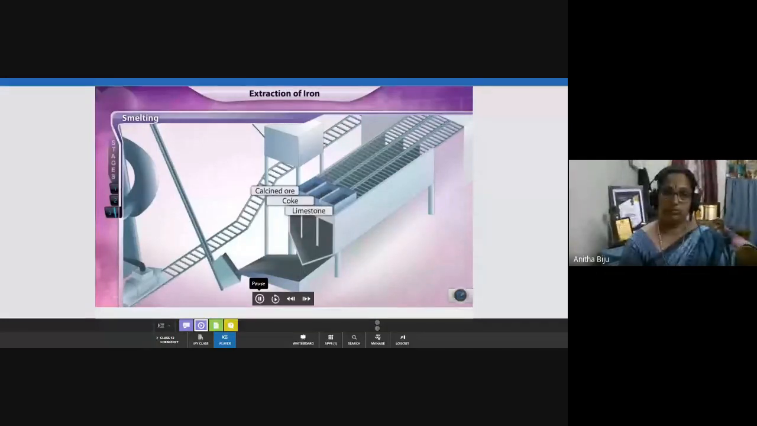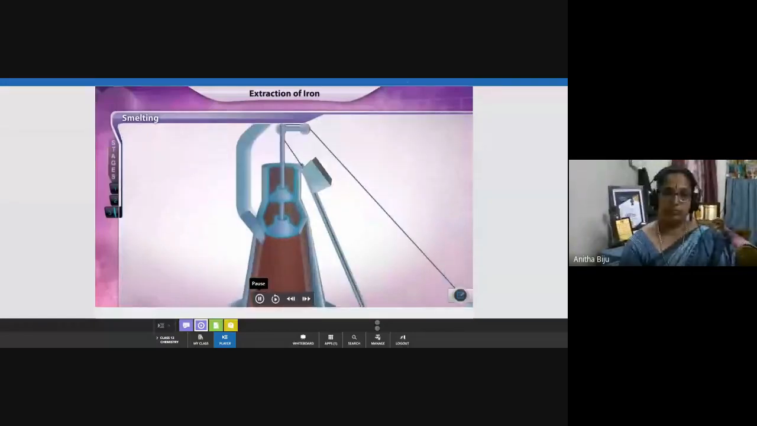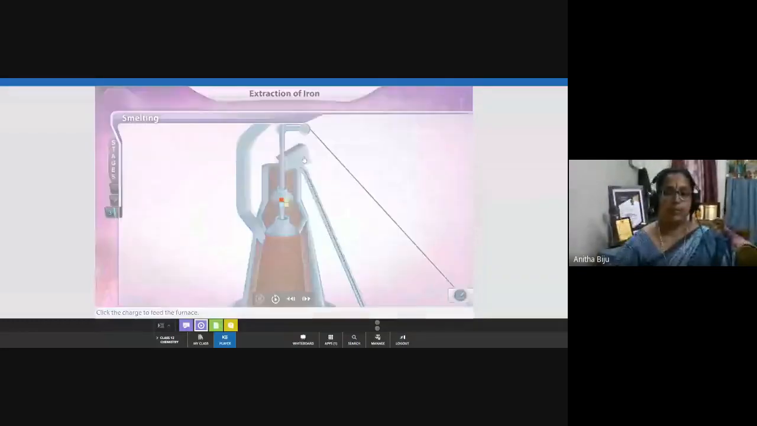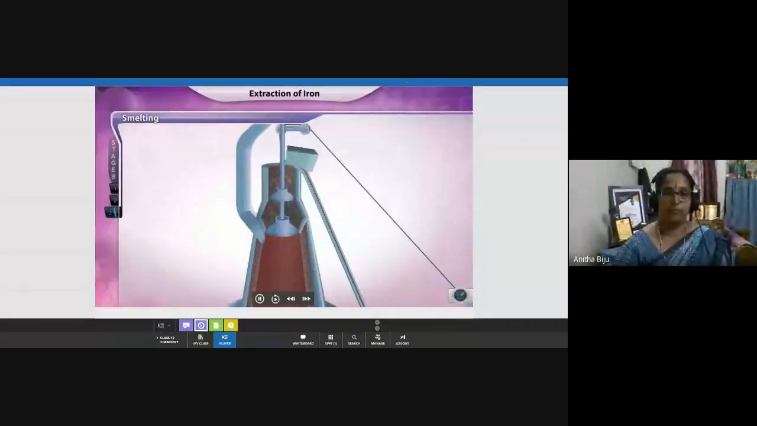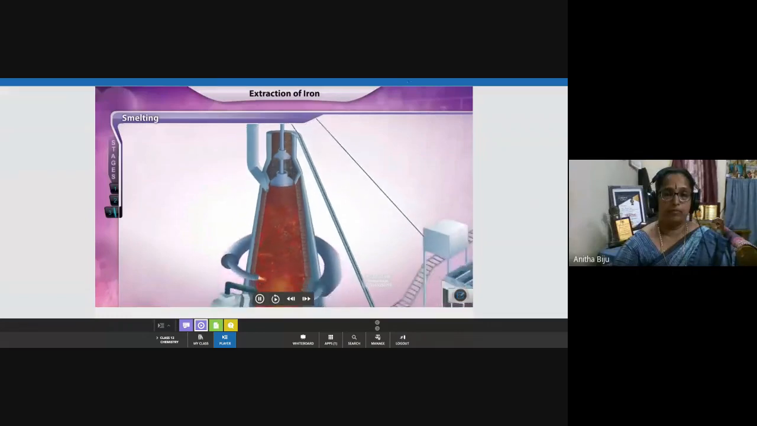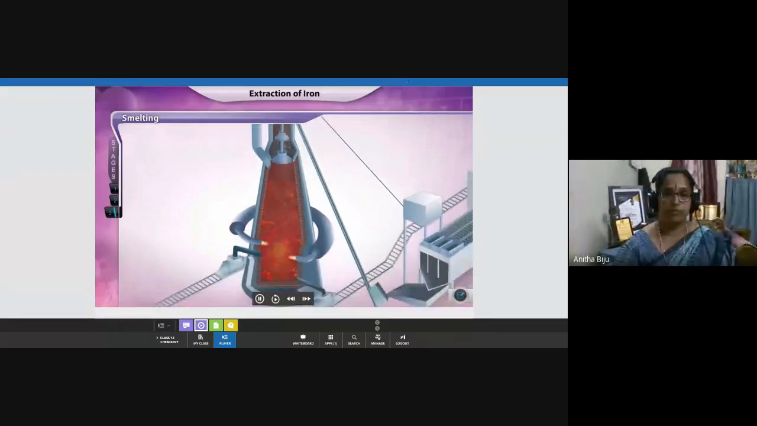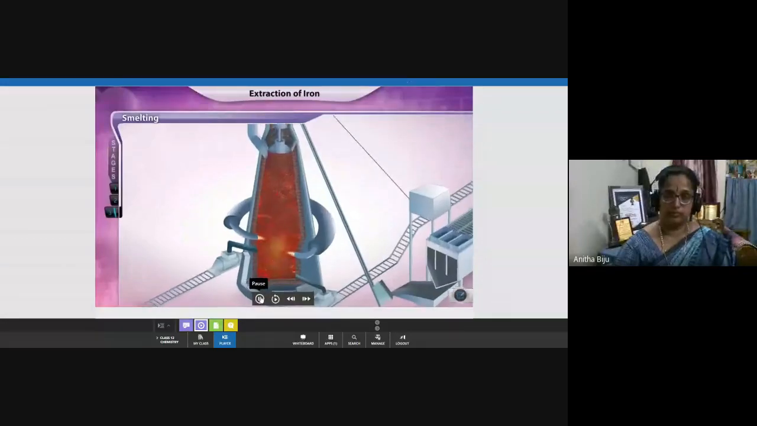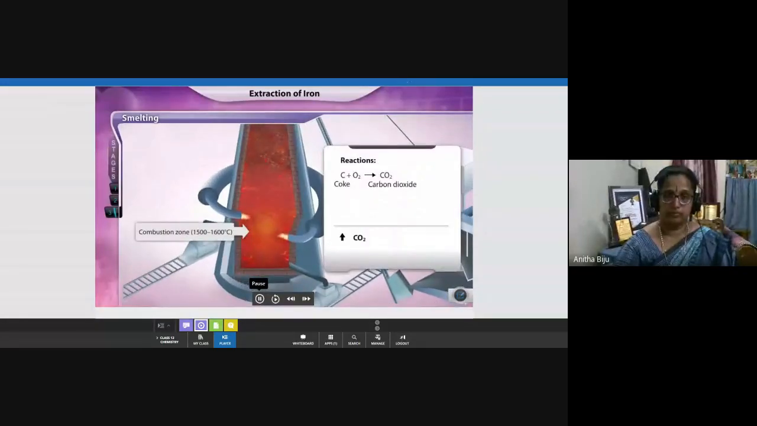The charge is poured into the furnace from the top through the cup and cone arrangement. Click the charge to feed the furnace. A preheated blast of air is sent into the furnace from the bottom. This air is at a high pressure and at an extremely high temperature of 1500 degrees Celsius. At this temperature, coke, which acts as a fuel, burns and produces carbon dioxide in the combustion zone.